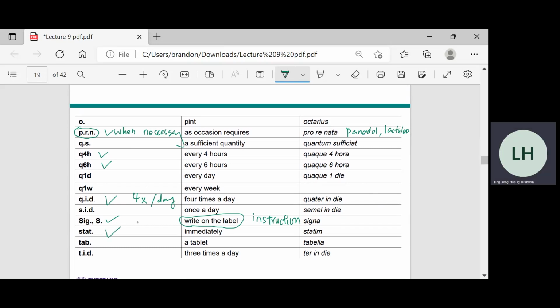Stat, tadi kita sudah bincang juga, immediately, it refers to immediately, secepat mungkin, sebab patient dalam keadaan yang kesakitan sekarang, jadi kita kena bagi dia serta-merta. TAB tablets, TID 3 times a day. Okay, so all this that I think is important for you all to know.